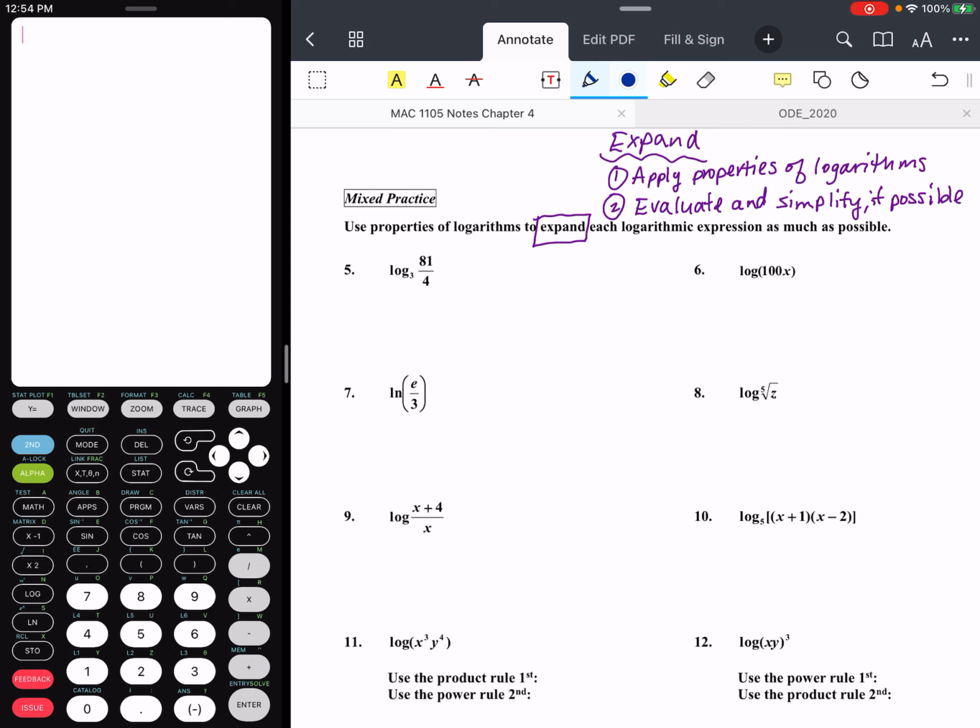All right, and with the product and quotient rules, you'll start with one log and you'll end up with 2 or more logs. We're splitting up this log into multiple logs, just as a reminder. So that's what it means to expand.